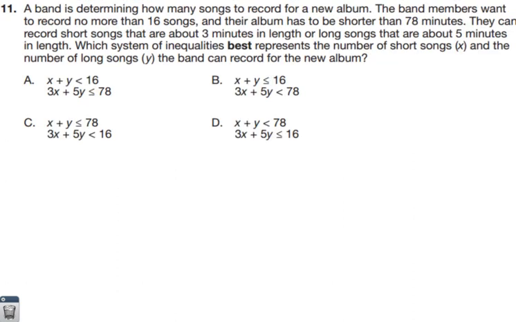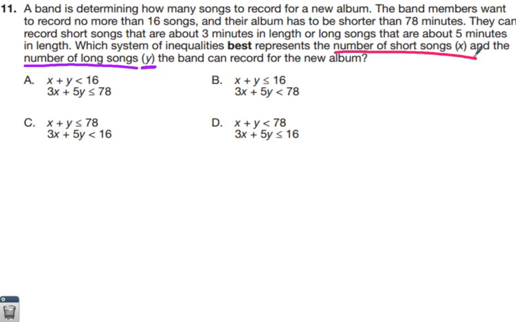Number 11, here we go. This is interesting because they want you to do all this reading where, again, you have to know what these variables are representing. The Y variable is obviously the number of long songs, and your X variable is the number of short songs.